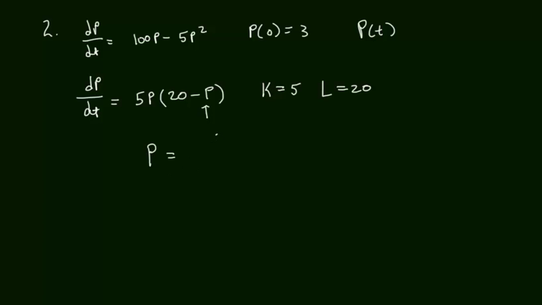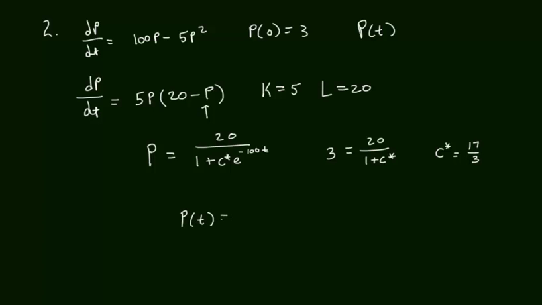P equals L, 20, over 1 plus C star e to the negative K times L, 100 t. With our condition, 3 equals 20 over 1 plus C star. Therefore, C star equals, let's see, 20 thirds minus 1, 17 thirds. Final equation, P of t equals 20 over 1 plus 17 thirds e to the negative 100 t.